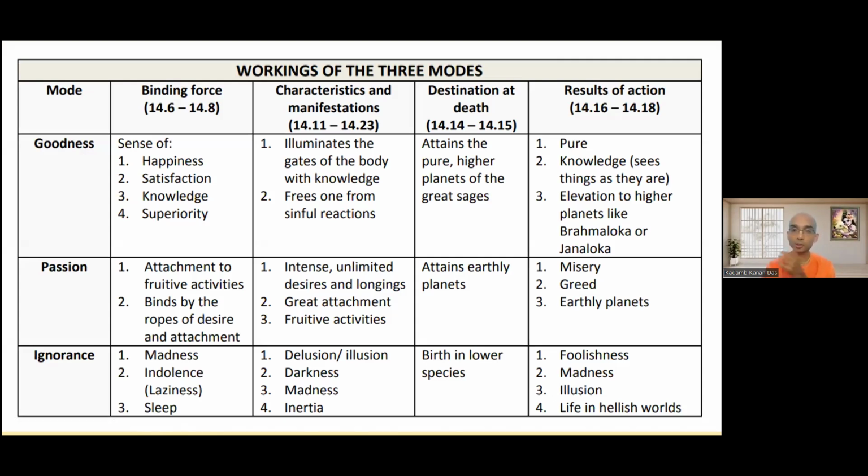If you want, you can take a snapshot, or if you have books like Subodhini or others, they may also have this. This is from another source, so in case you wish, you can take this later. In one chart, the entire chapter is covered like this. What is the result of which mode? So basically today we discussed 14.5, 14.6. Goodness means happiness is there, satisfaction is there, knowledge is there, and there is a superiority, which is the binding force. So we'll continue from the 6th verse onwards tomorrow, and we'll try to cover a few more verses.